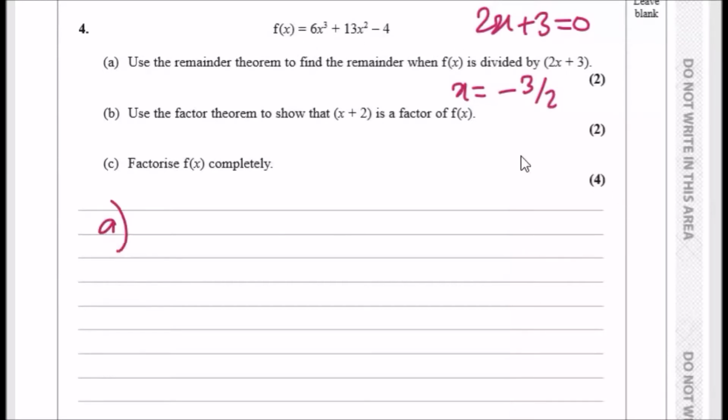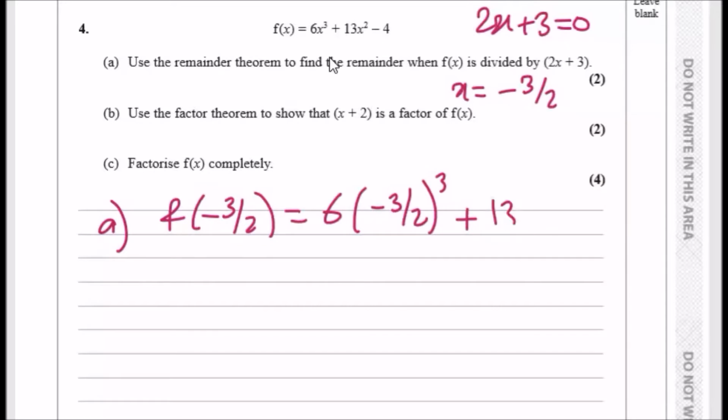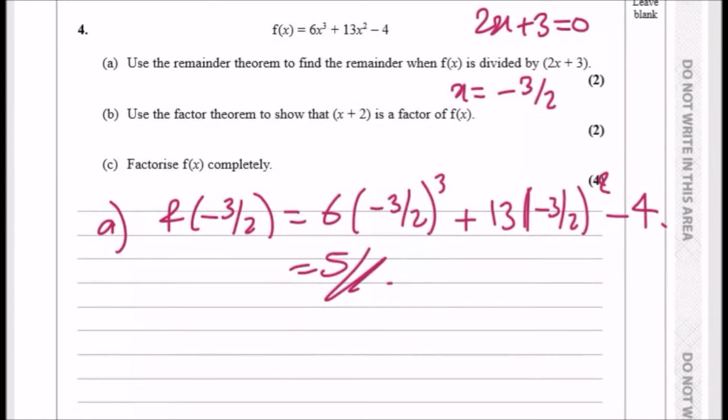So let's do it. At the value of minus 3 over 2, the equation therefore becomes, so plug in carefully. If you're not sure, always plug in like this. Whip a bracket here so you avoid little errors. It's bracket squared minus 4. Doing that, I believe you should get an answer of 5. That's it. So therefore the remainder is 5. Okay, next one, part B.